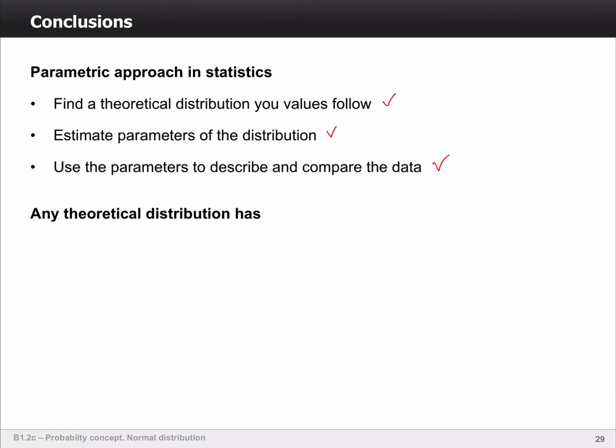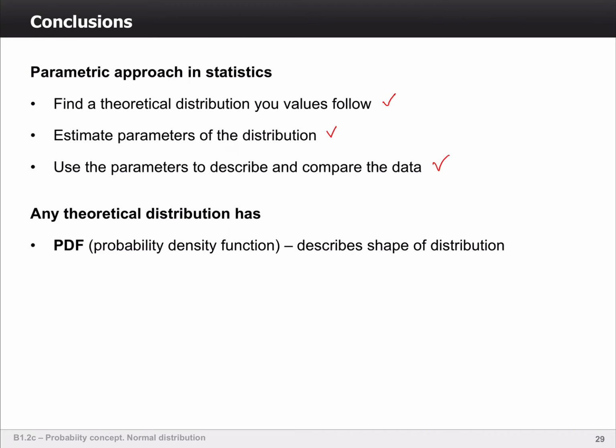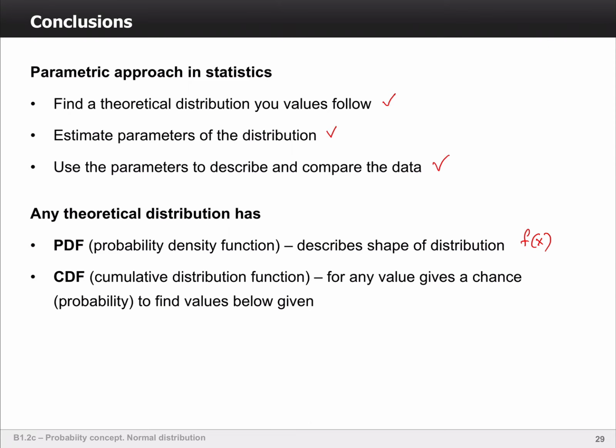Any theoretical distribution has several functions. First of all, it's the PDF, which is denoted by a small f. The PDF describes the shape of your distribution. In fact, it describes the density of probabilities. By looking at the PDF, you can see how your values behave. Where are the most expected values? Is it a symmetrical distribution or not? How big is the spread of the values, and so on. The second function is the CDF, which is denoted by a capital F.